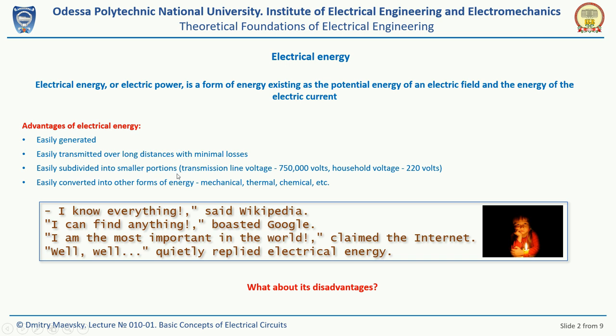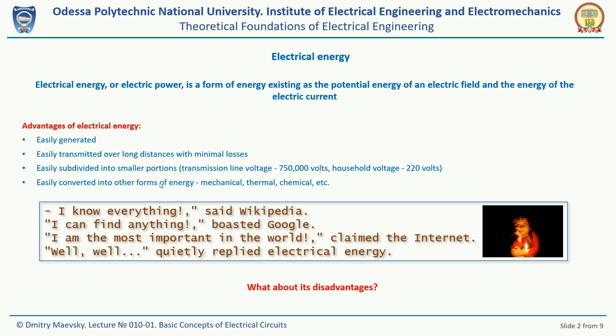For example, in the power transmission line from a power station, a very high voltage is received, hundreds of thousands or even millions of volts. However, the voltage in the electrical outlets in our homes needs to be significantly lower, only 220 volts. This transformation is easily and efficiently performed at a distribution substation using transformers.